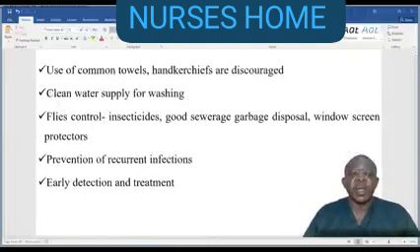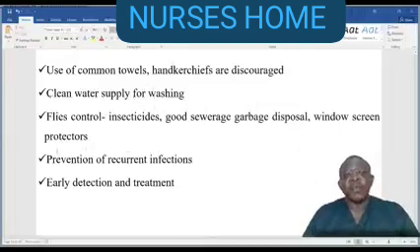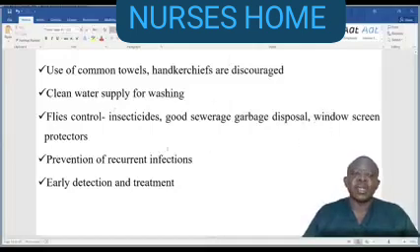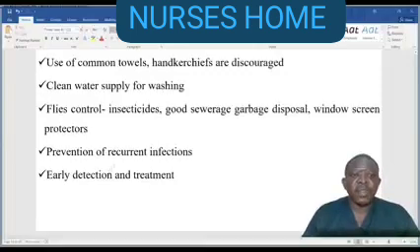You give access to clean water, because dirty water increases incidences. For fly control, you can use insecticides, good sewage and garbage disposal, and window screen protectors. These can be done to avoid the flies, and they are going to reduce the instances of trachoma. Then, for prevention of recurrent infection, all family members can be screened and treated. Then there is early detection and treatment of trachoma.